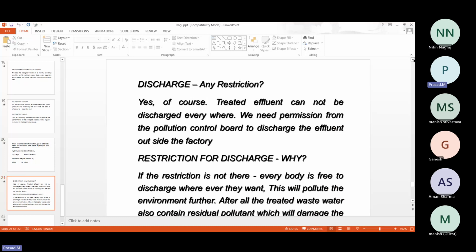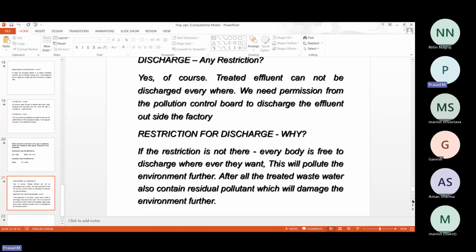So discharge: any restriction? Yes, of course. Treated effluent cannot be discharged everywhere. We need permission from the pollution control board to discharge the effluent outside the factory. Why the restriction? If the restriction is not there, everybody is free to discharge wherever they want. They will pollute the environment further. After all, the treated wastewater also contains residual pollutants, which will damage the environment further.